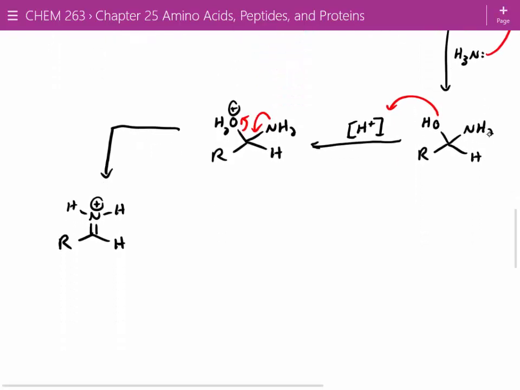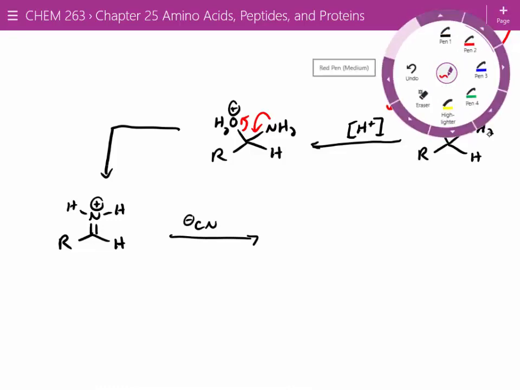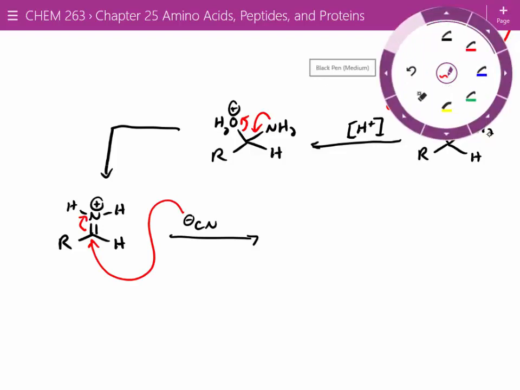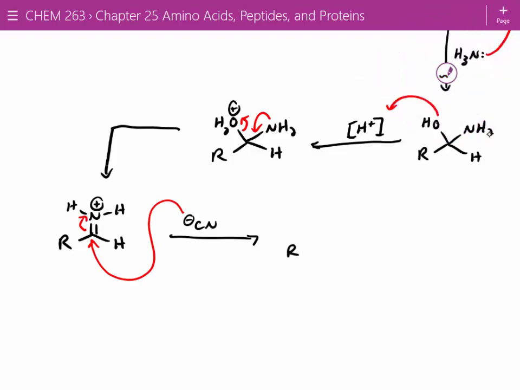The next thing we have is we've got cyanide around in solution. And the cyanide can attack in, kick up electrons. And we get to our final product.